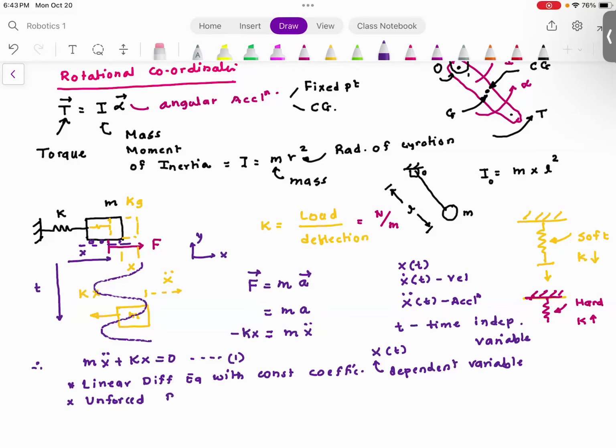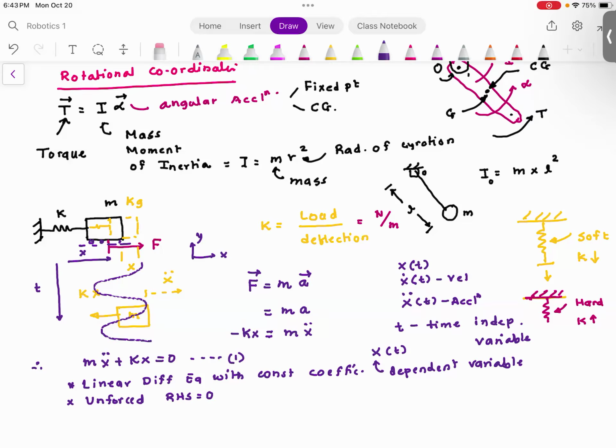Because the right hand side is equal to 0, so unforced. And I promise you, in your differential equation class, you have studied only this type of equation. Maybe you actually looked at the forced equation, but that's also very simple, and I can show you how you can solve it.